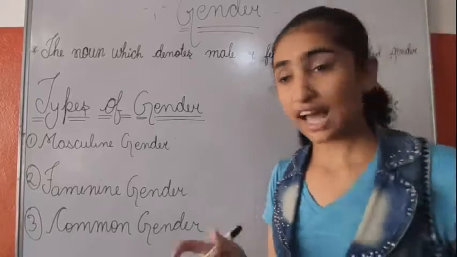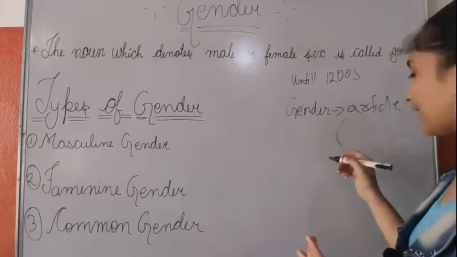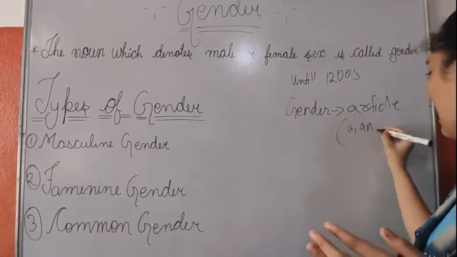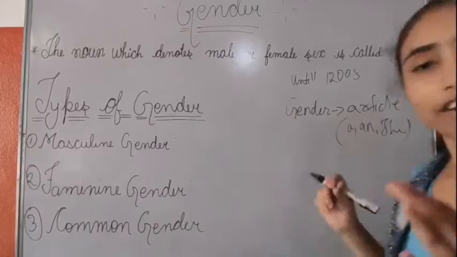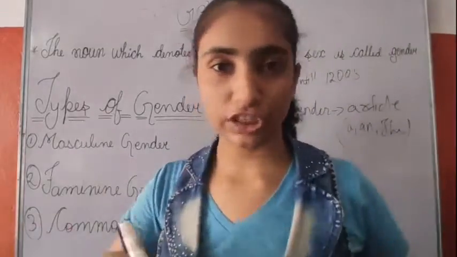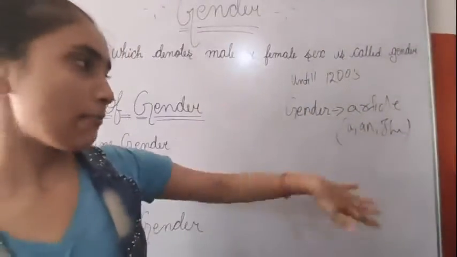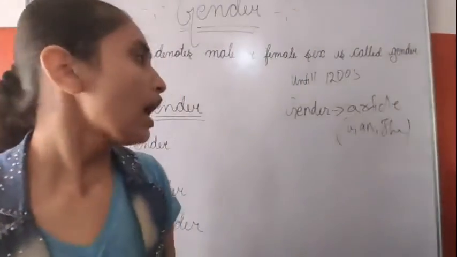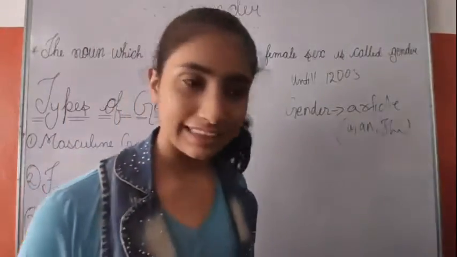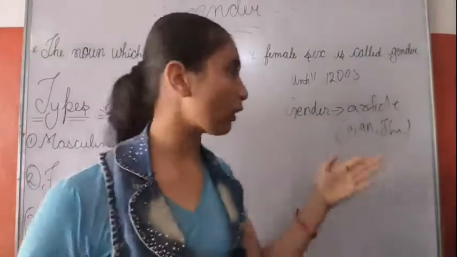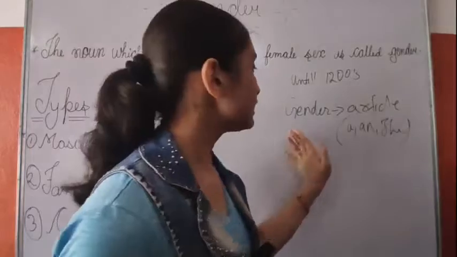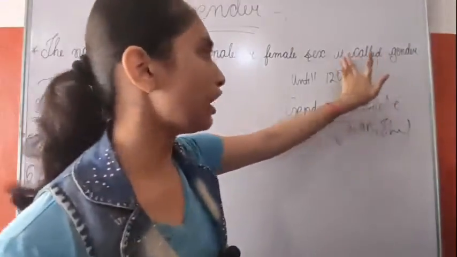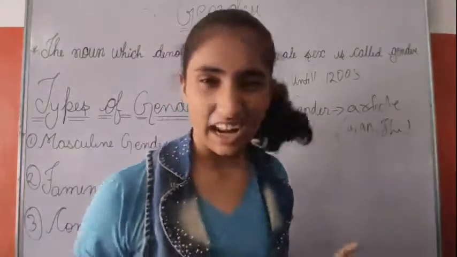As we all know, there are two kinds of articles, definite and indefinite, that is a, an, and the. As I have taught you about articles in my previous lecture, you can go and check there about the articles, how to pronounce them, what the correct pronunciation is, and all the other things. I will give you the link in the description box. So the word gender till the 200s was used as an article.